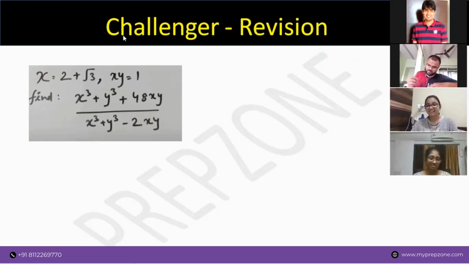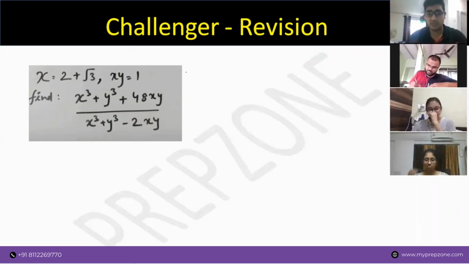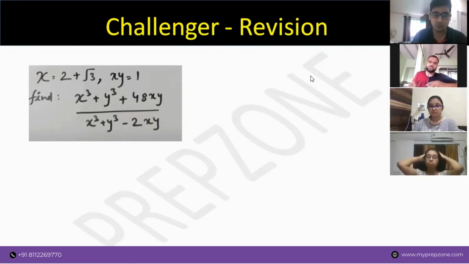So what do we do? Again, orally. Okay, xy is equal to 1. So first thing is apply it. Get rid of the third variable. Plus 48 and minus 2. Y is 1 by x. So y is 1 by 2 plus root 3, which is 2 minus root 3. We have seen it. Which means x plus 1 by x is 4.